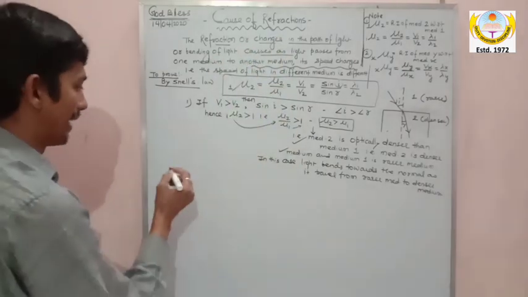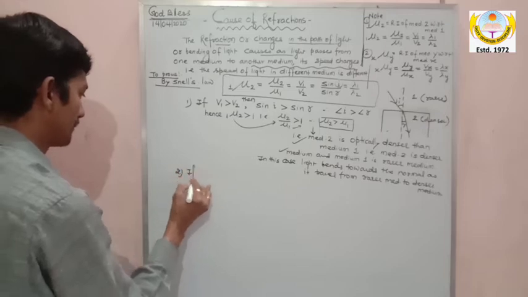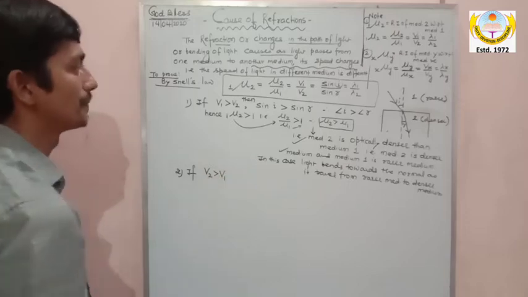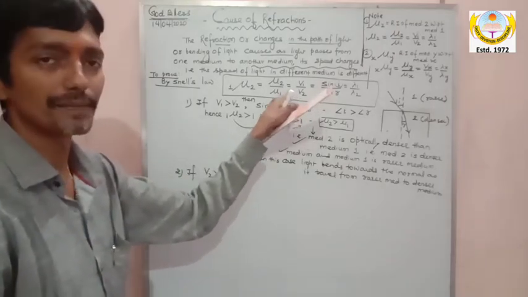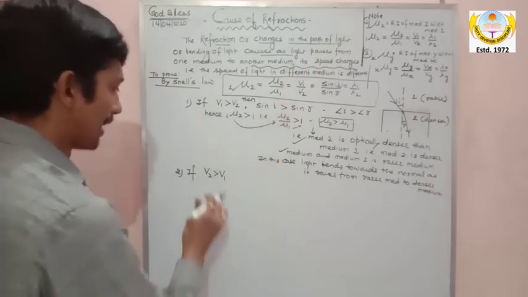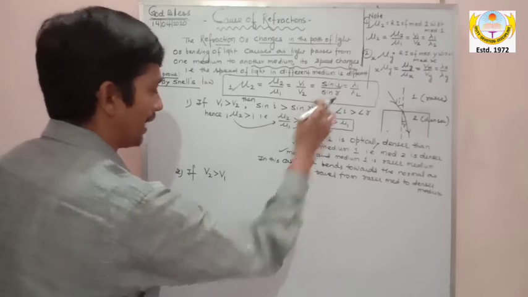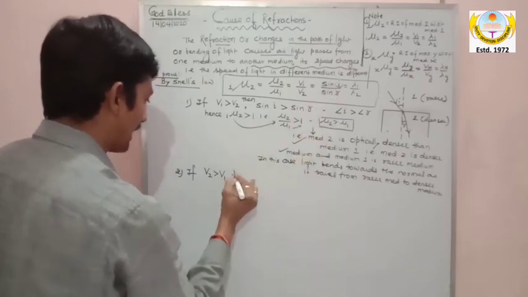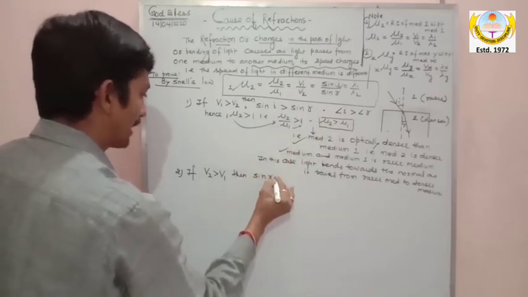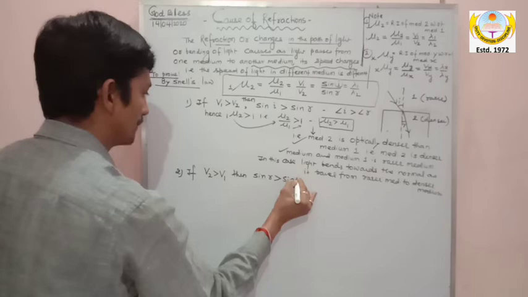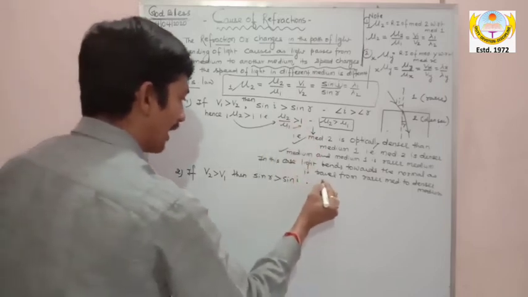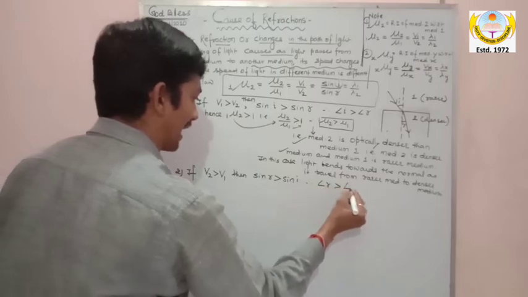But look at the other case, my dear. If V2 is greater than V1, then what will happen? First V1 was greater than V2, right? Now V2 is greater than V1, then, looking above, sin R is greater than sin I. Therefore angle R is greater than angle I.